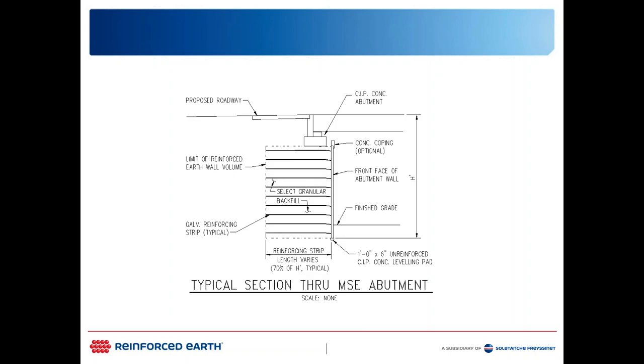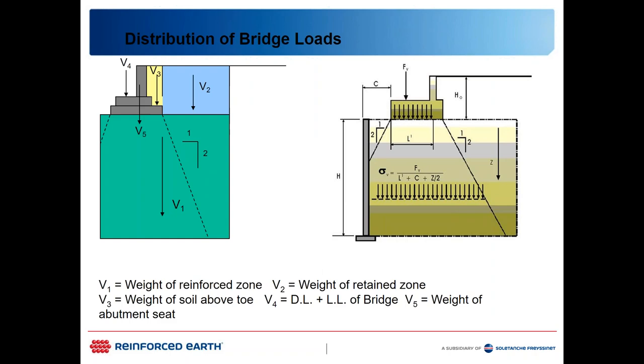The next situation is what is known as a true bridge abutment. A true bridge abutment is one in which the abutment seat sits right on top of the MSE fill. In this case, the load from the bridge is distributed into the MSE fill and the straps are designed to carry the additional load from the bridge. So the bridge seat will be sized in such a way that the maximum pressure from the bridge seat to the MSE fill is limited to about 4 KSF.